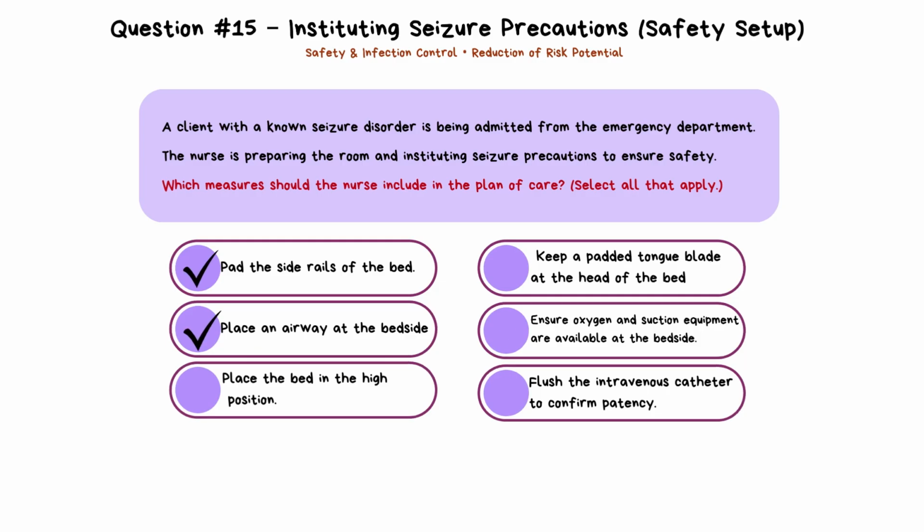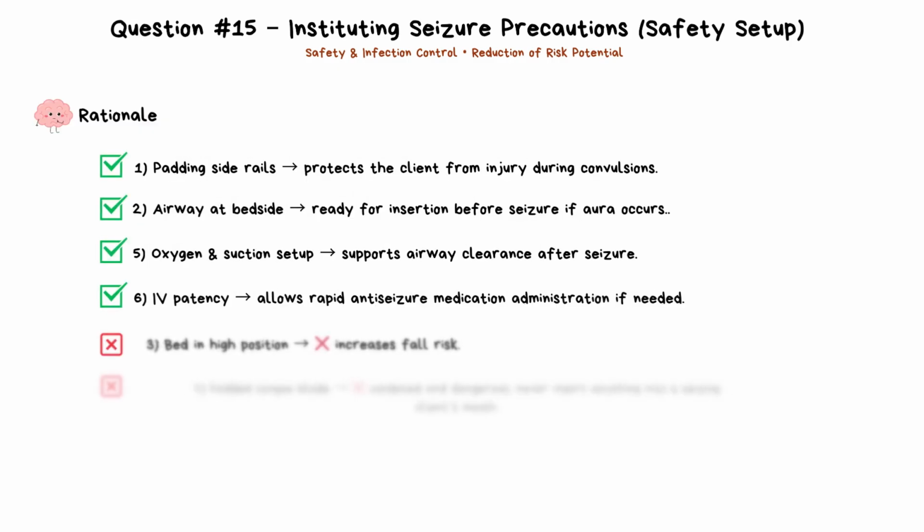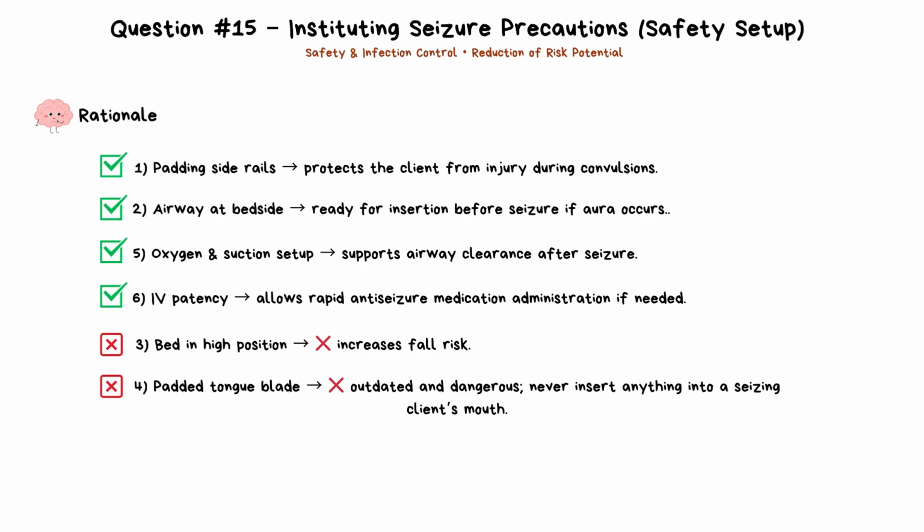The correct answers are options 1, 2, 5, and 6. Here's why. Padding the side rails prevents injury if convulsions occur. Keeping an airway at the bedside ensures you can insert it before a seizure begins if the client experiences an aura.